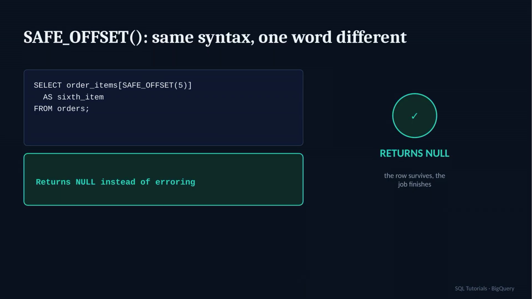Same syntax, one word different. SAFE_OFFSET tries to get the element, and if the index doesn't exist, it just hands you back null instead of blowing up the query. The row survives, the job finishes, you sleep through the night.